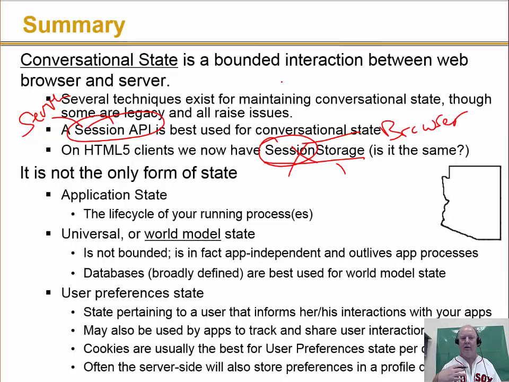Conversational state is the most important form of state for application developers on the web, but it's not the only form of state. As we mentioned up front, understanding your application state at runtime, what happens if your application crashes, gets restarted, gets evolved to the next version, those kinds of things, the life cycle of your running processes. Universal or world model state is incredibly important. It is application independent. It's really that big database of organizational information that's very sensitive to use across all your applications. Your role as an application developer and playing nicely with that world model state is very important, but is not really the subject of conversational state.